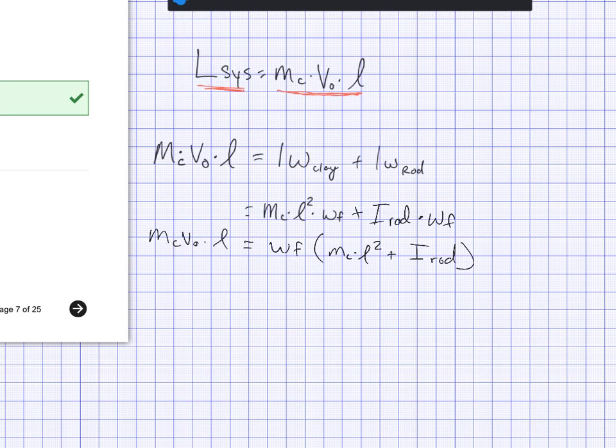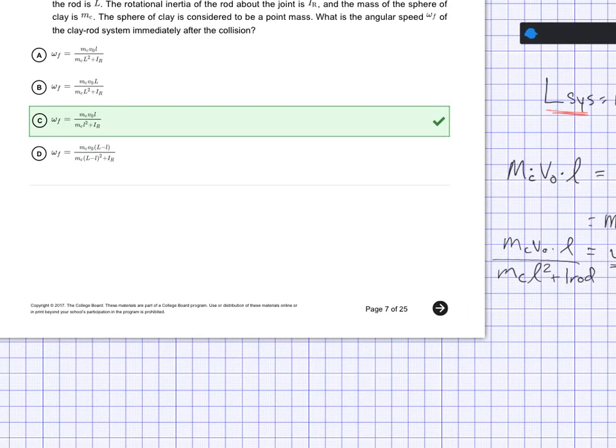So ultimately, if I solve for omega final, I'm going to divide by all this stuff. And so divide each side by MC L squared plus I rod. And you get this expression, which is the correct answer given here.